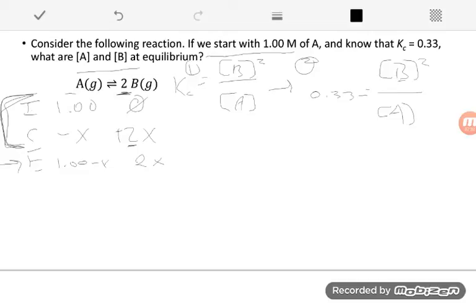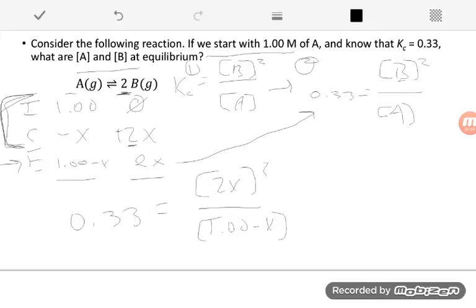I can't solve for x yet, because if I look for each of my columns, I have x in at least 2 rows. So there's no way I'm going to be able to solve for x in this case. So I'm just going to have to take these and go ahead and plug them back into my expression and see what I can do from there. So I have 0.33 is equal to 2x squared over 1 minus x.